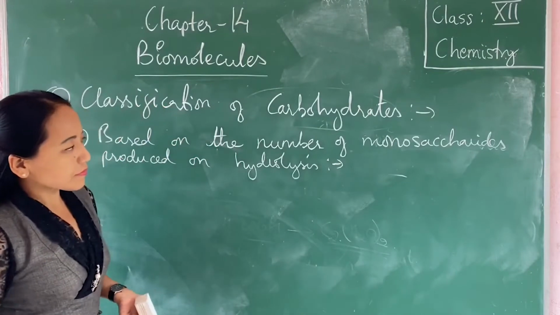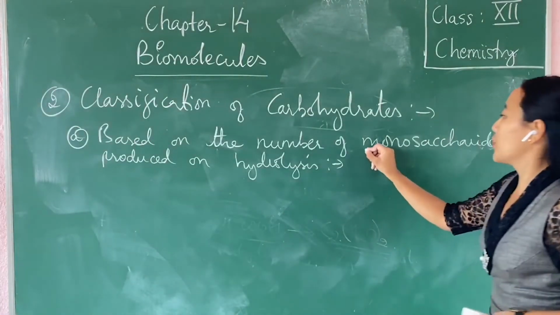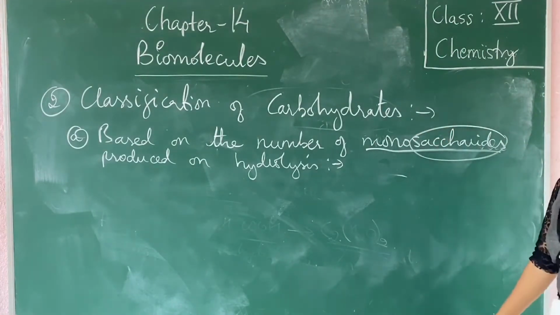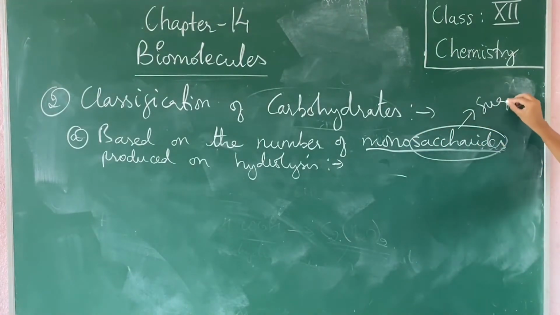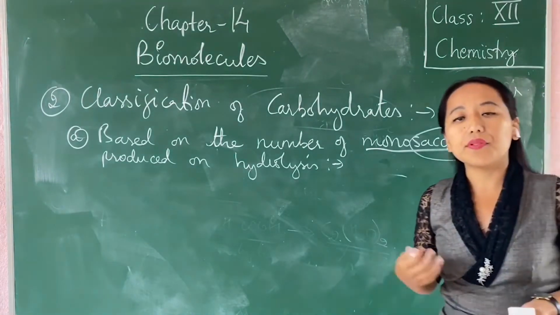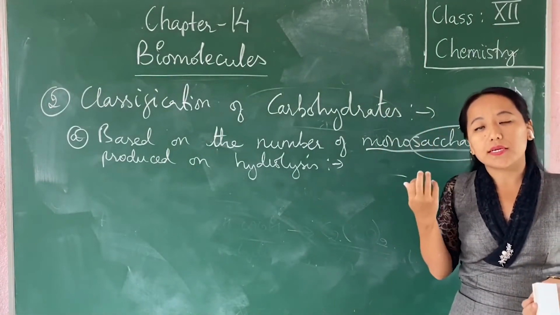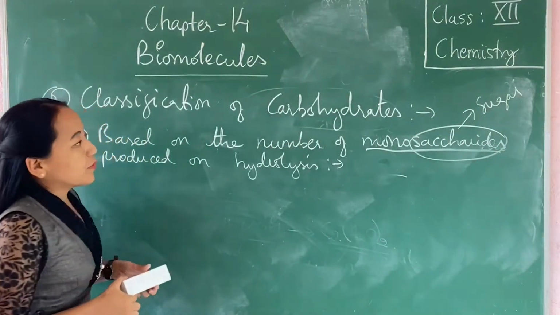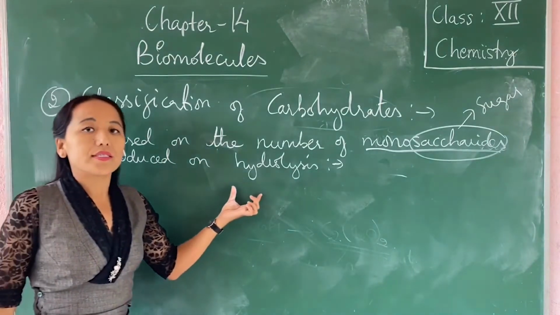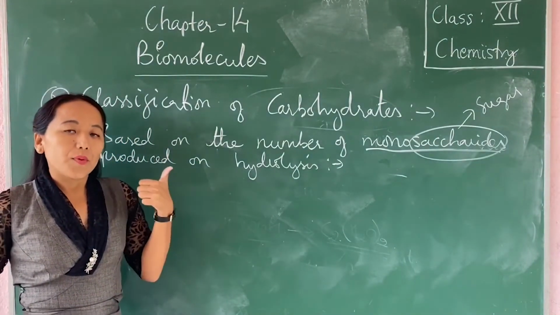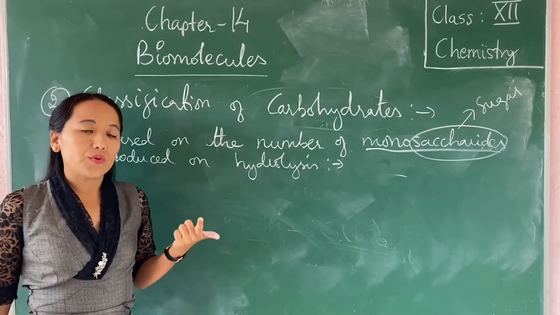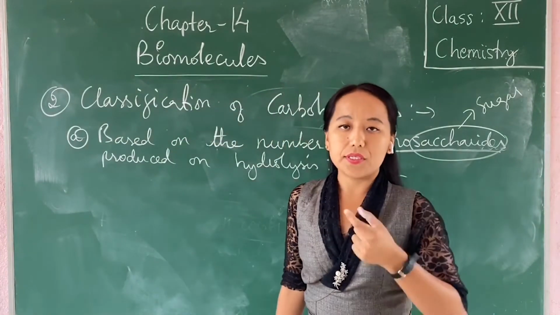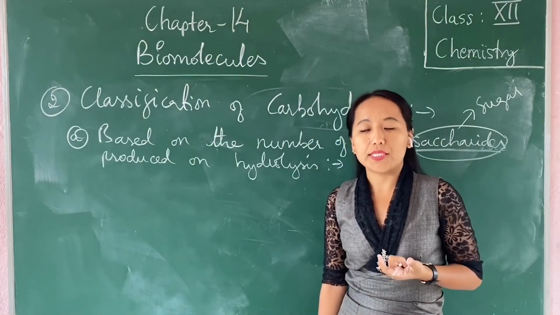Okay, so first you need to understand what monosaccharides are. Saccharide is derived from the Latin word saccharine, which stands for sugar. So glucose is an example of a monosaccharide. Fructose is an example of a monosaccharide. Now in this case, classification is based on the number of monosaccharides produced on hydrolysis. So monosaccharides like glucose, fructose, it is just one. You cannot break it into more monosaccharides because it is the smallest unit of a carbohydrate.